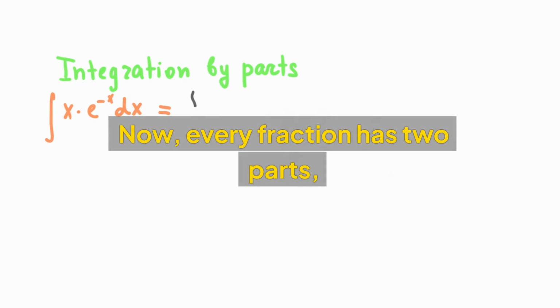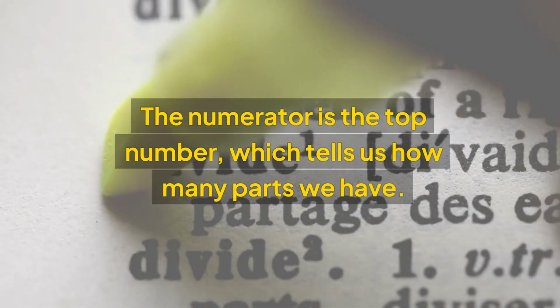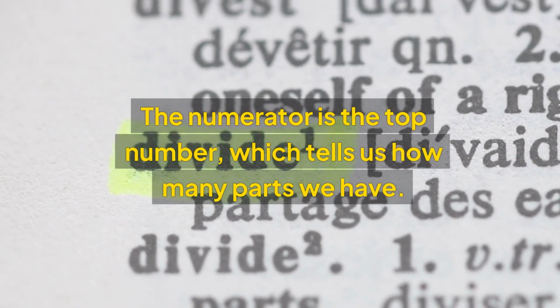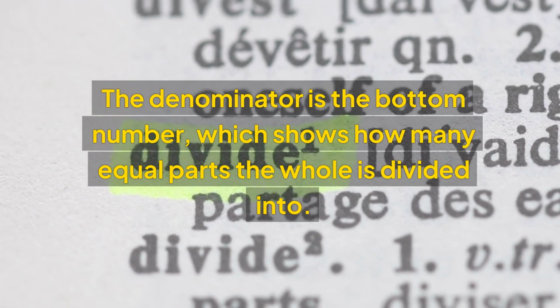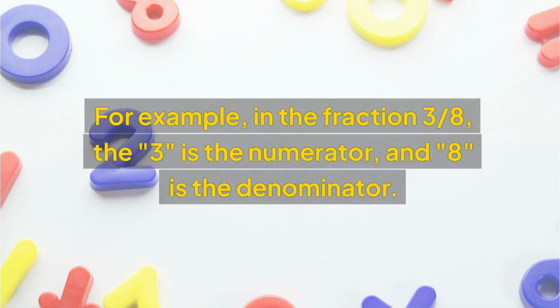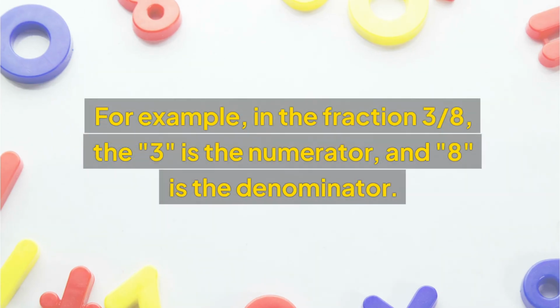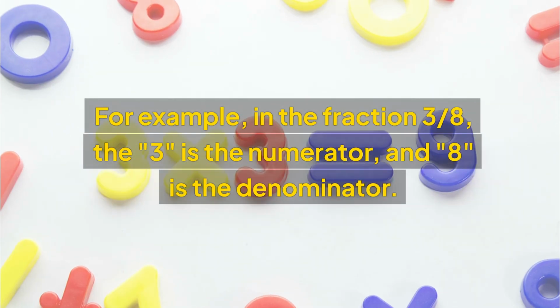Now, every fraction has two parts. The numerator is the top number, which tells us how many parts we have. The denominator is the bottom number, which shows how many equal parts the whole is divided into. For example, in the fraction 3/8, the 3 is the numerator, and 8 is the denominator.